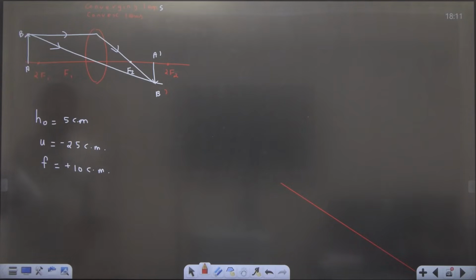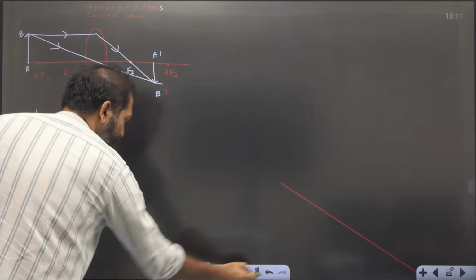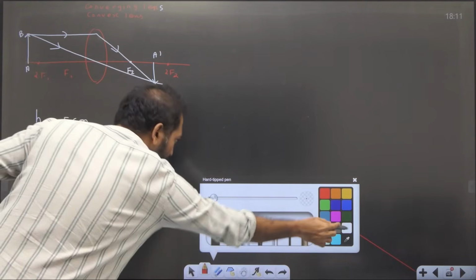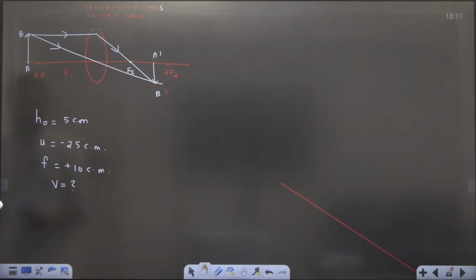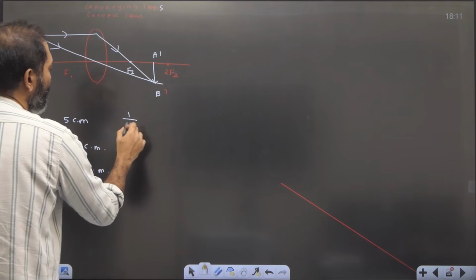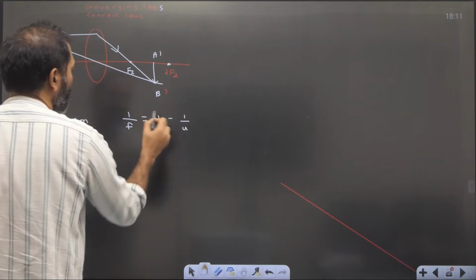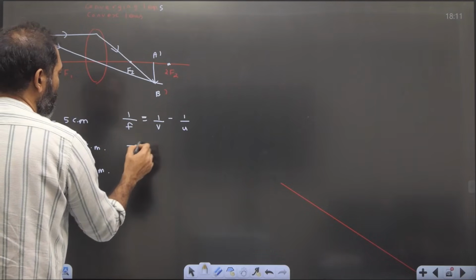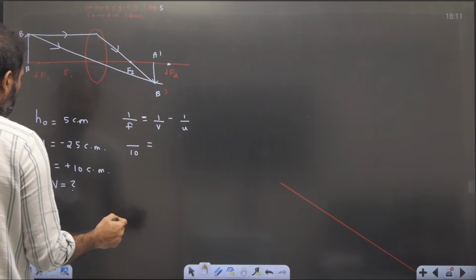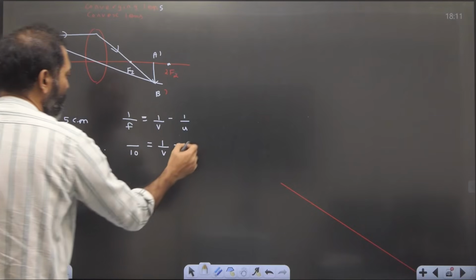Now, we don't know the image distance. What is the image distance equal to? Question mark. The focal length is 10 centimeter. So we know that 1 by f is equal to 1 by v minus 1 by u. So 1 by f is 1 by 10. 1 by v we don't know. Minus 1 by u is 1 by minus 25.